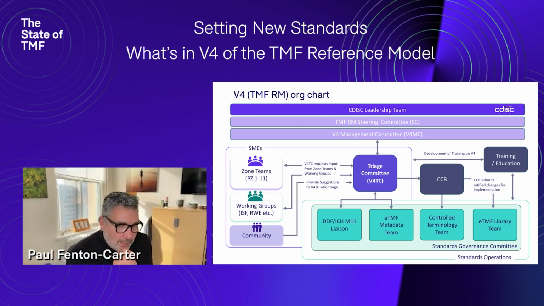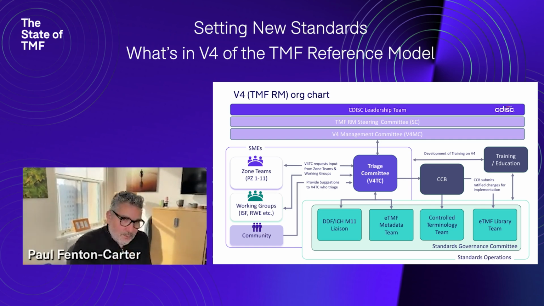Now, there will be a central triage committee, which is made up of around 13 or 14 individuals that are all industry experts in various different areas and domains, that have agreed to contribute time to look at what the community is asking for, and also to work with the various zone teams. There are zone teams for process zones 1 through 11, and also the working groups. Karen mentioned some of them: ISF, real world evidence. There'll also be a vendor working group as well. The vendors have agreed to come together and work together to push through what's required for digital TMF and V4.